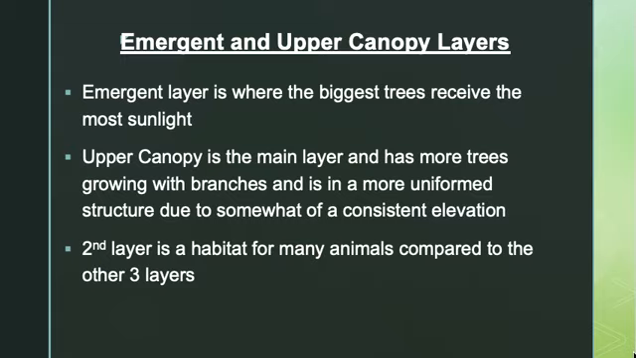The second layer, also known as the upper canopy, is considered to be the main habitat area for many animals due to the easy access of food resources and sufficient amount of sun exposure. Since it is the central layer, there is a good balance of sun. Not too much and not too little sunlight.